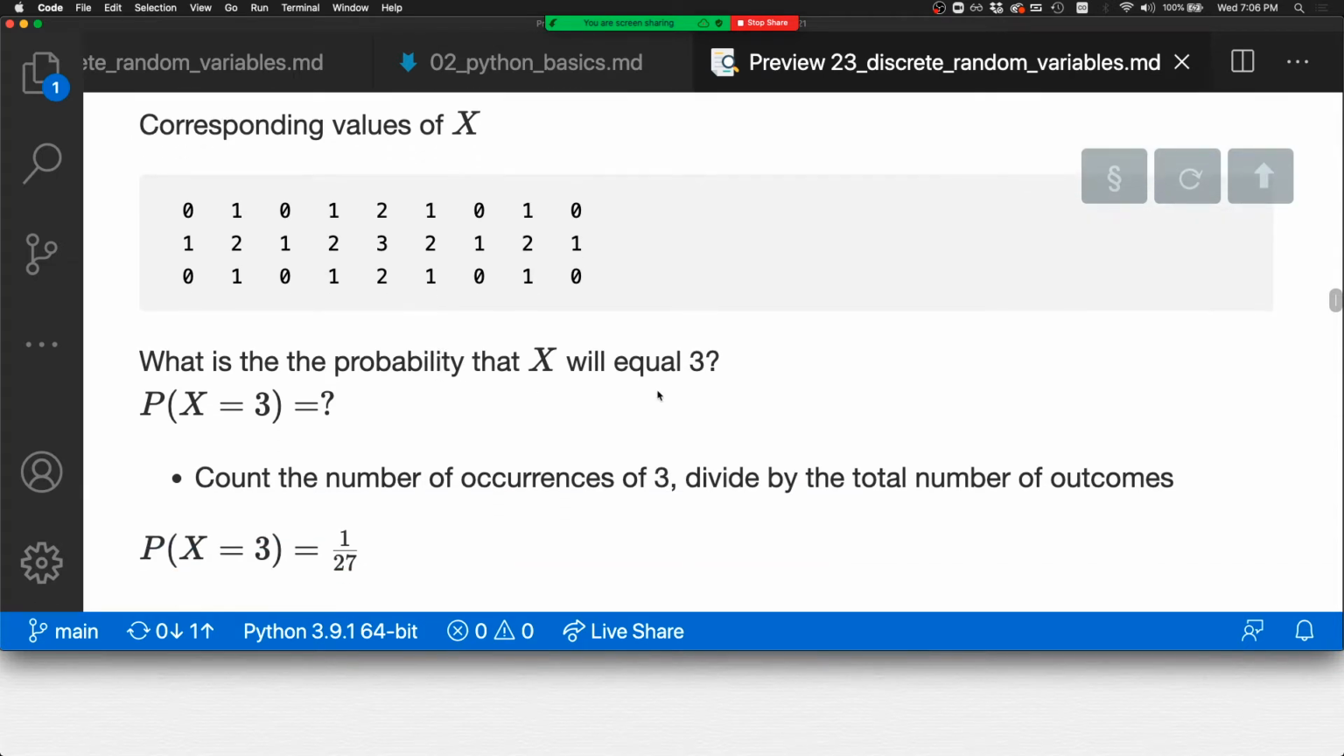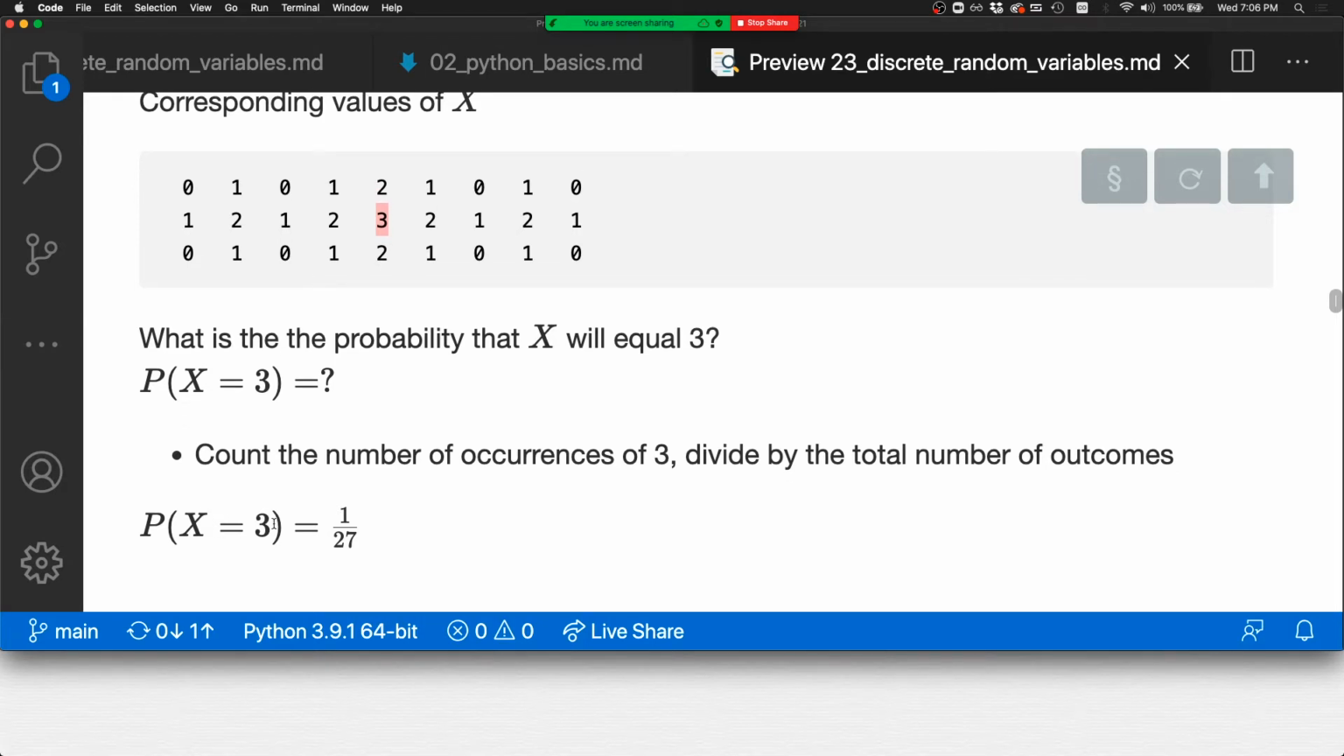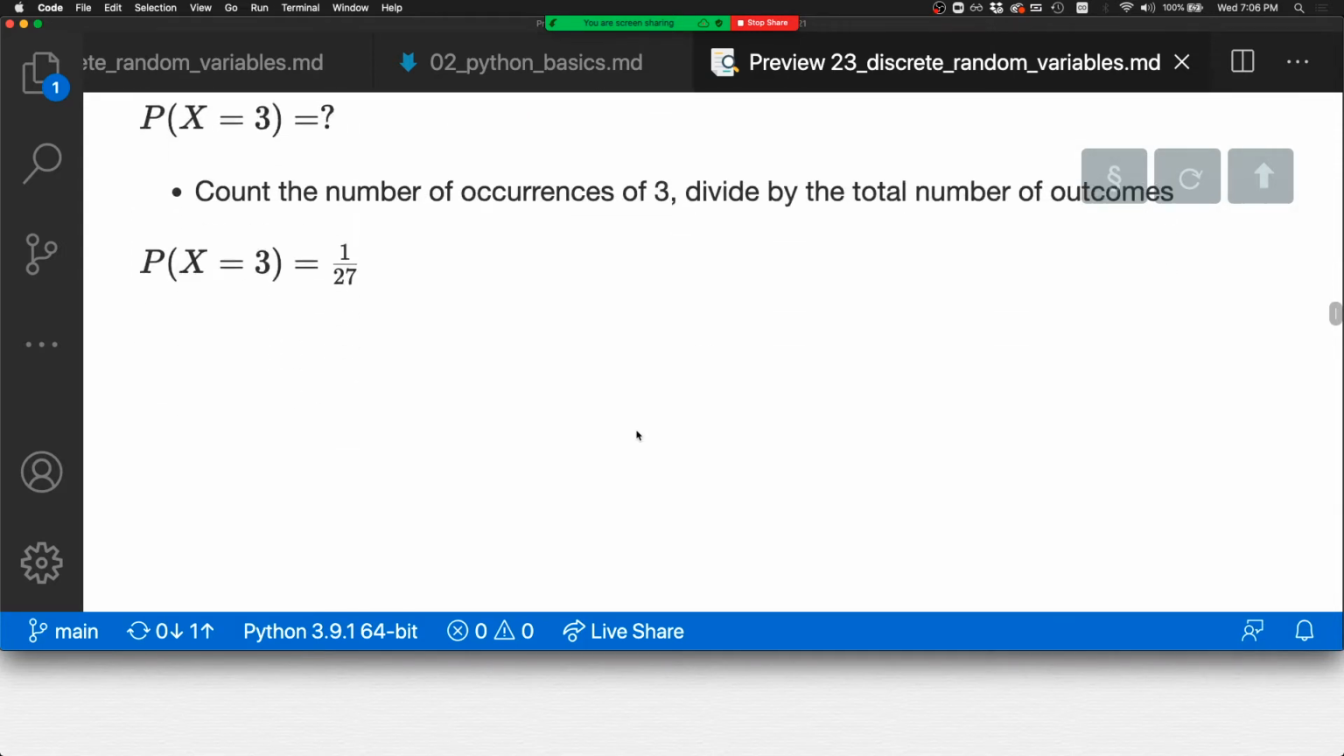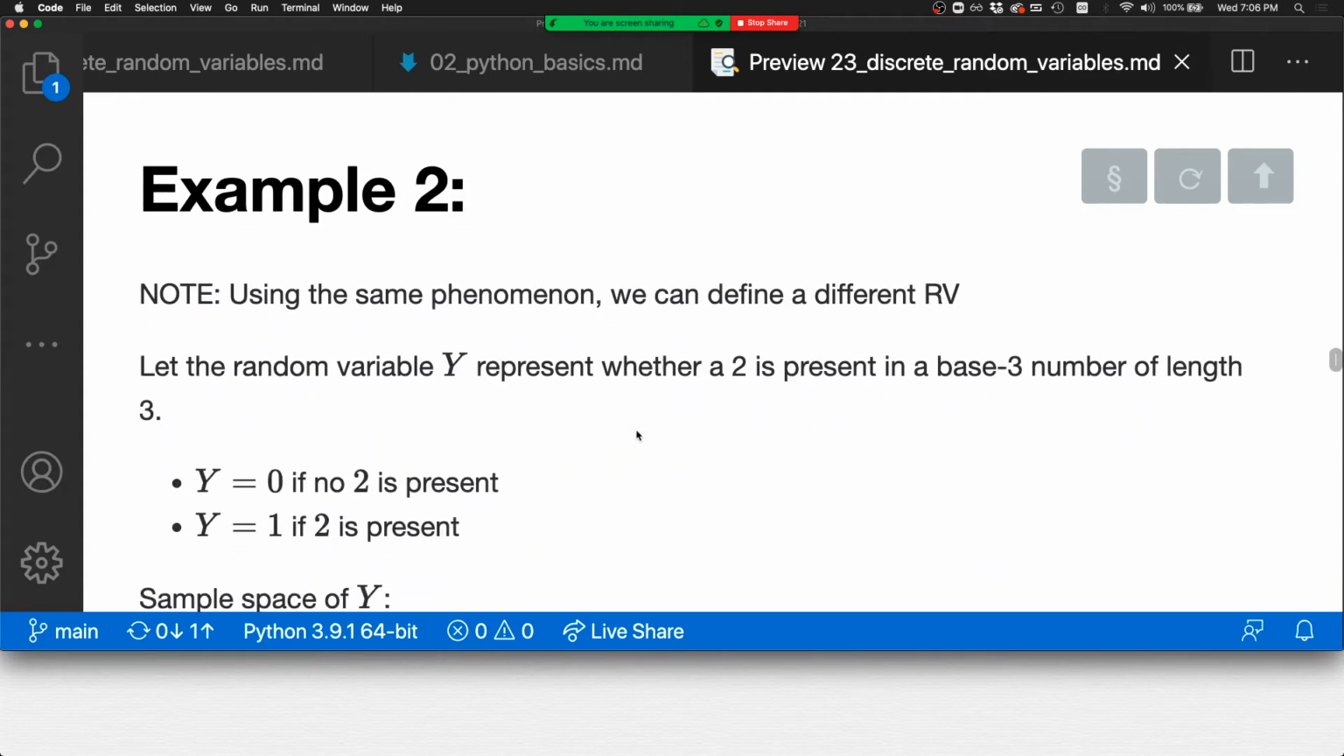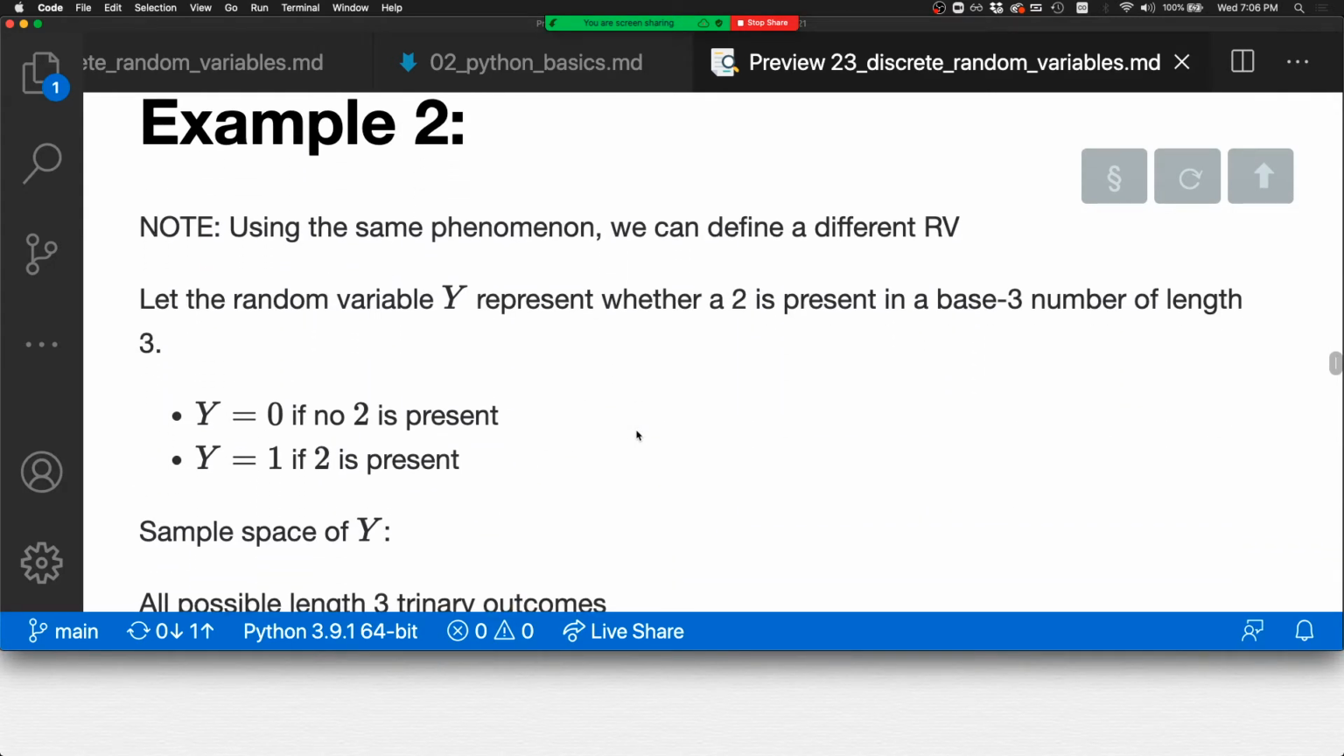So what is the probability that x will equal 3? Well, there's only one outcome where x equals 3, and there are 27 total outcomes. So the probability that x is 3 is that familiar cardinality of A over cardinality of S concept, the cardinality of the subset over the cardinality of the containing set, and that's 1 over 27, right? Just 1 over 27.